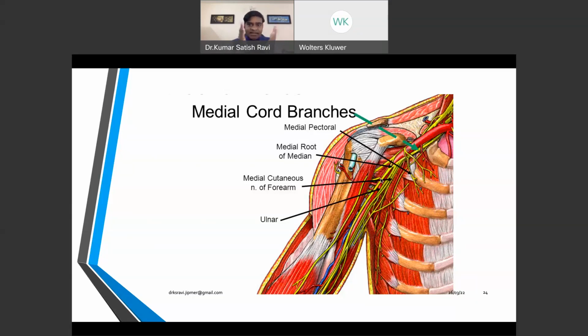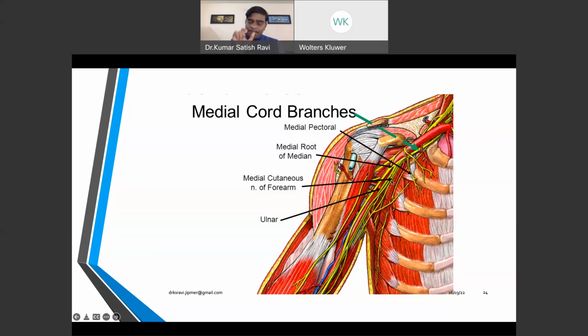What happens? Then the trunk of the median nerve descends lateral to the axillary artery. Remember, in the arm, this median nerve doesn't supply any muscle. It doesn't give any branch to any muscle in the arm. Now, coming to the medial pectoral nerve, this is the first branch of the medial cord, which arises behind the first part of the axillary artery, and it supplies the pectoralis minor and also the pectoralis major muscle.